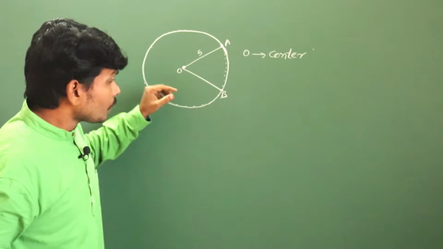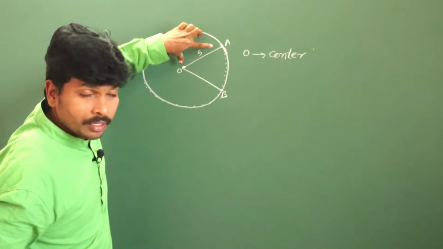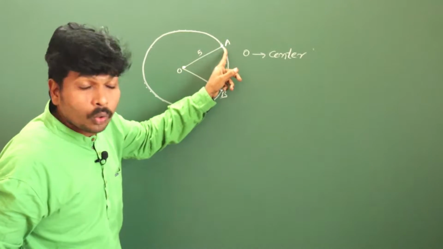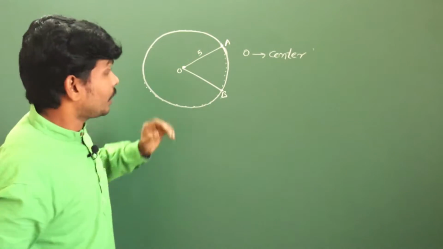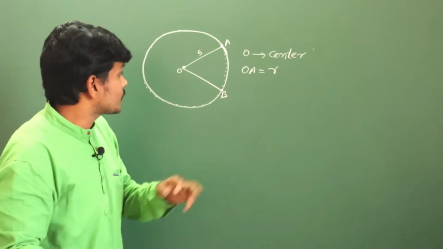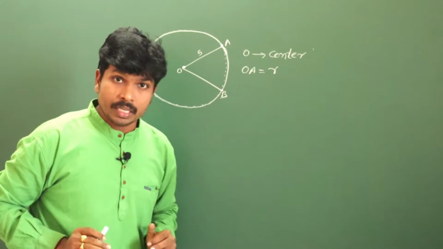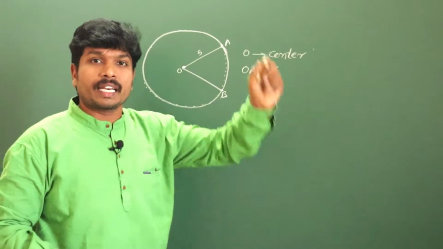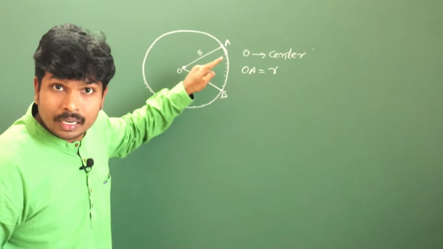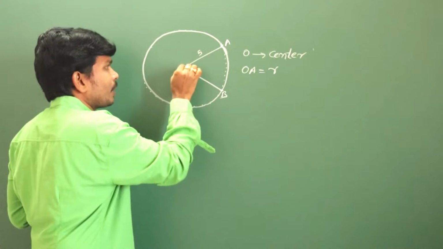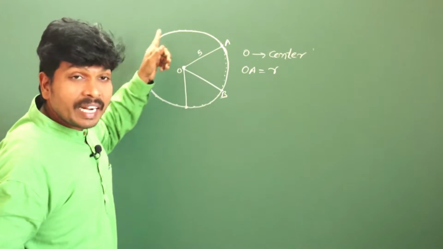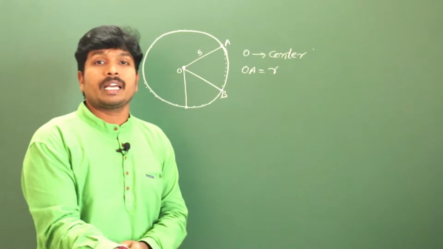So the radius definition: it is a line segment joined from the center of the circle to any point on the circle. Here OA is called the radius. This radius is denoted by small r. Now my question is, how many radii can be drawn to a circle? Infinitely many radii can be drawn because infinitely many points are there on a circle. So any line segment from the center to a point on the circle indicates a radius only.